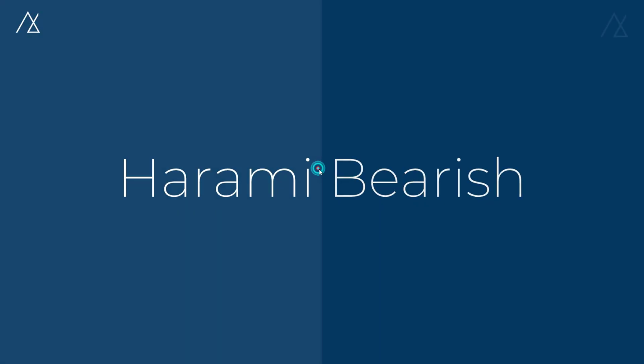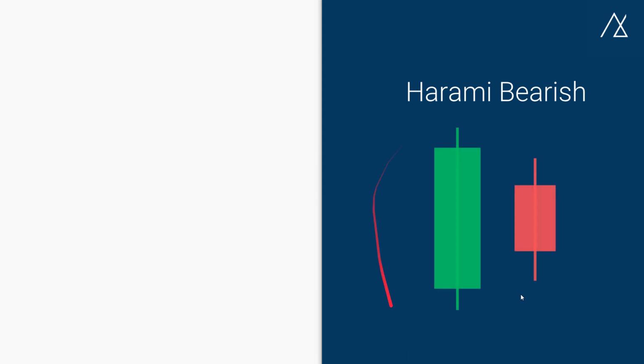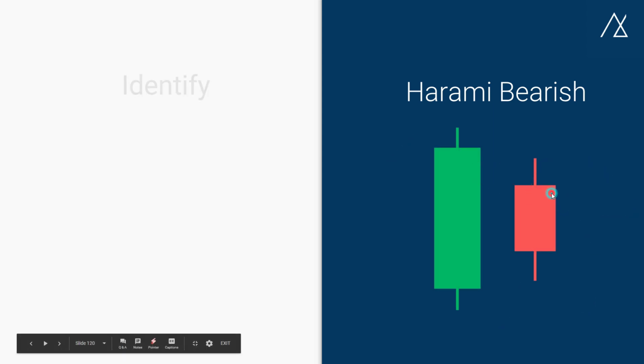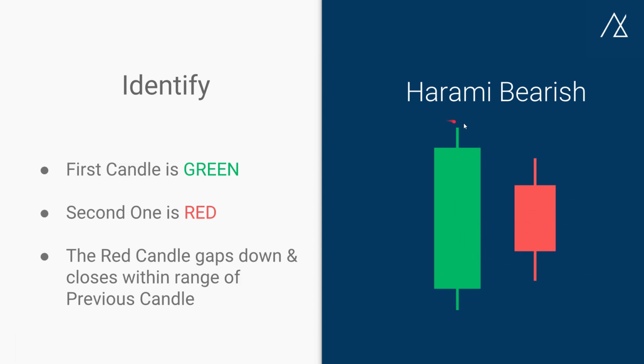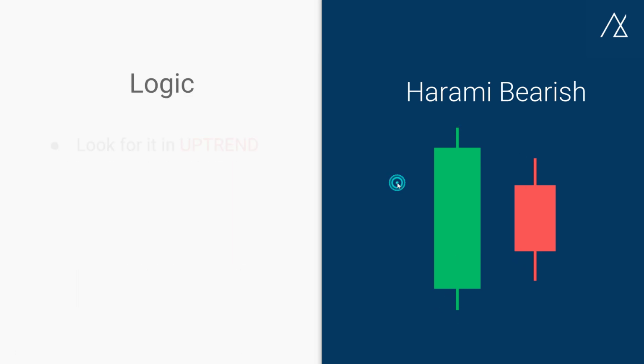The opposite is Harami bearish, in which there is a green candle followed by a red candle with the same logic. So how to identify it? The first candle is green, the second one is red. The red candle gaps down and closes within the range of the previous candle. So still it has not broken the range of the previous one, that is the high and the low point.